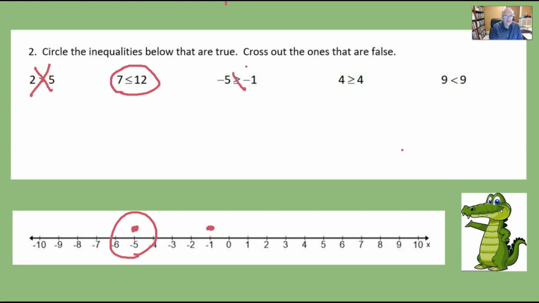This is not true. 4 is greater than or equal to 4. Well, 4 is equal to 4, so this is true. 9 is less than 9. No, it's equal to 9. This doesn't have the little equal symbol underneath the inequality, so this one is false.